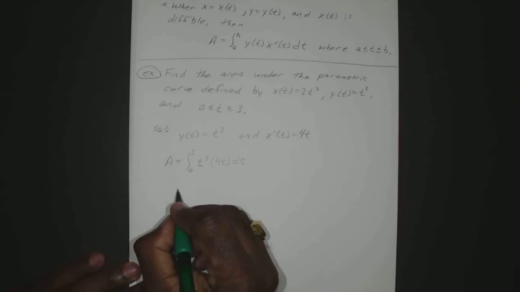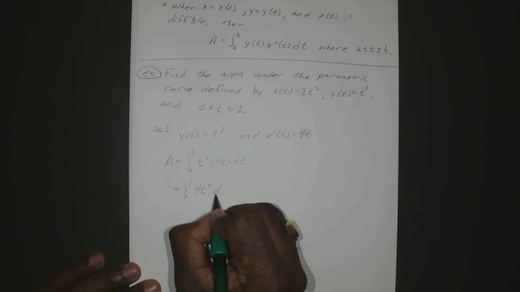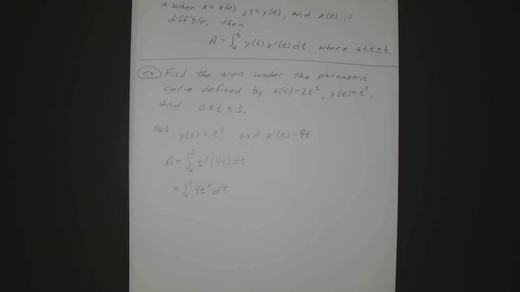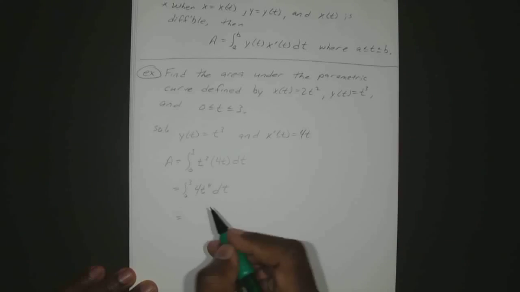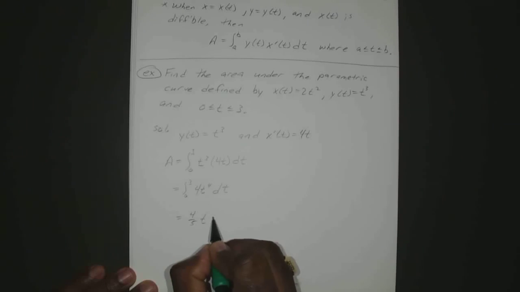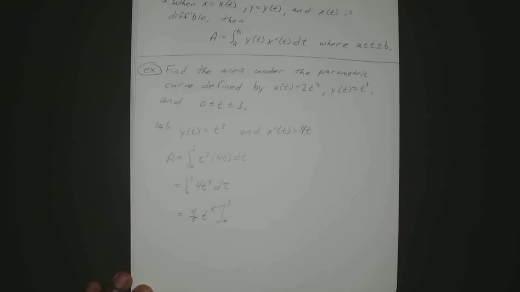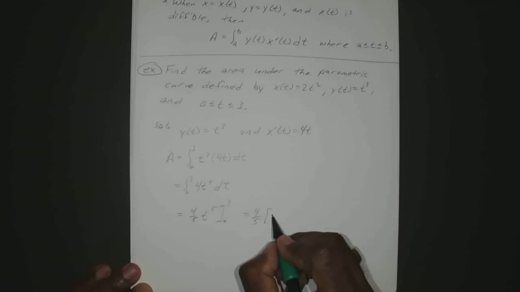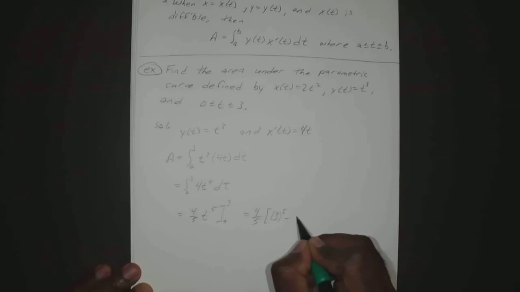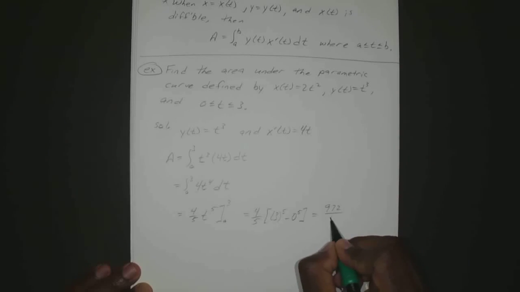So it'll be 4t to the fourth with respect to t. If we integrate that, we end up with 4 times t to the fifth over 5. So it's just 4 over 5 t to the fifth from 0 to 3. That would be 4 over 5 times 3 to the fifth minus 0 to the fifth, which will end up being 972 divided by 5.